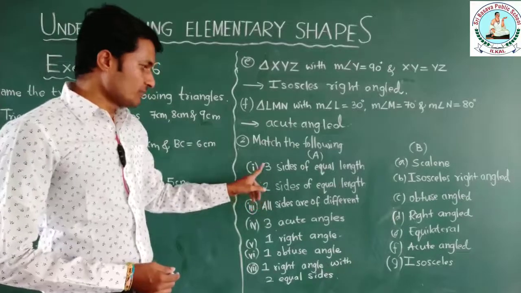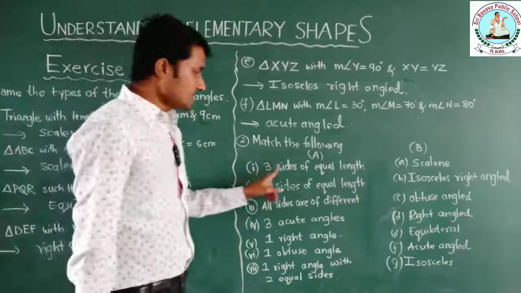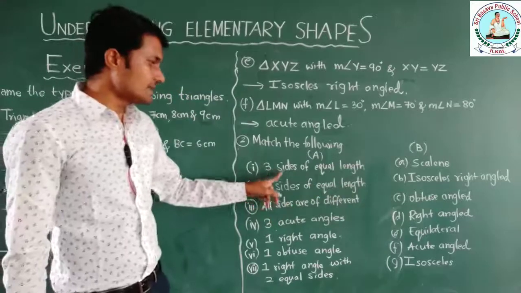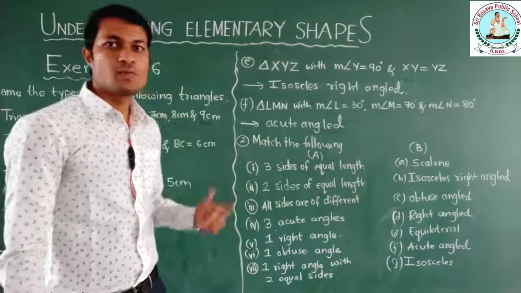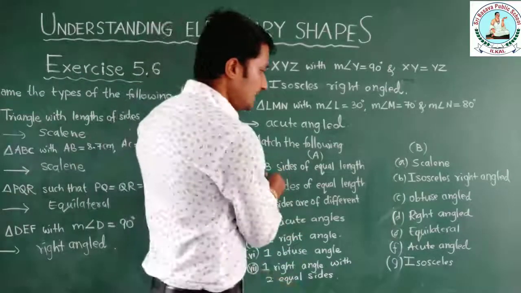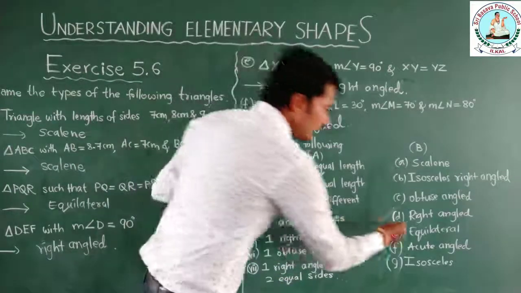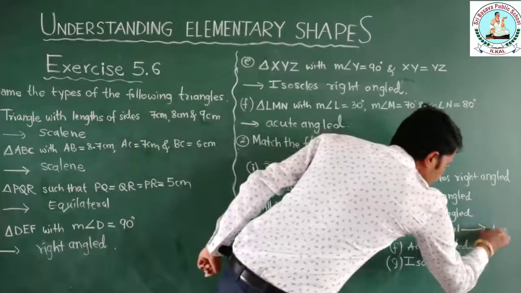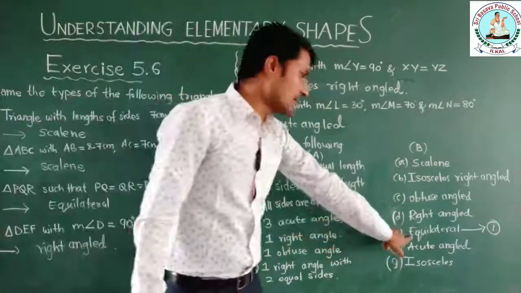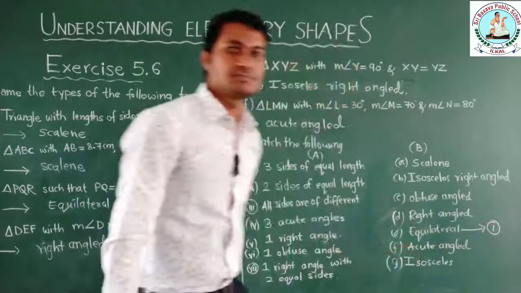First item means first question, that is three sides of equal length. So in a triangle, if three sides are of equal length, then what type of triangle is it? It is equilateral. So where is that? Here it is. I am going to number them so that you can easily understand. So the first one is equilateral. So that's why it is the first match, right?